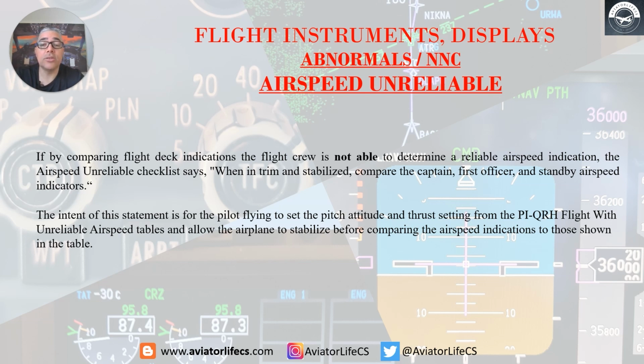Unreliable checklist says, when in trim and stabilized, compare the captain, first officer, and standby airspeed indicators. The intent of this statement is for the pilot flying to set the pitch, attitude, and thrust setting from the performance in flight QRH flight with unreliable airspeed tables and allow the airplane to stabilize before comparing the airspeed indications to those shown in the table.